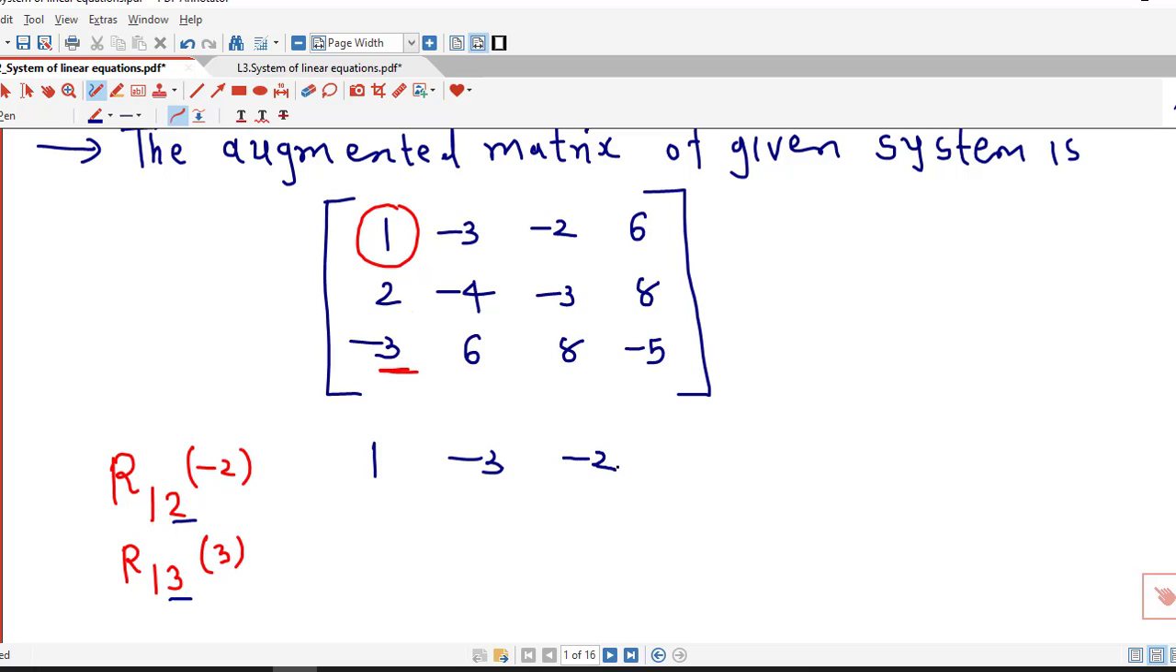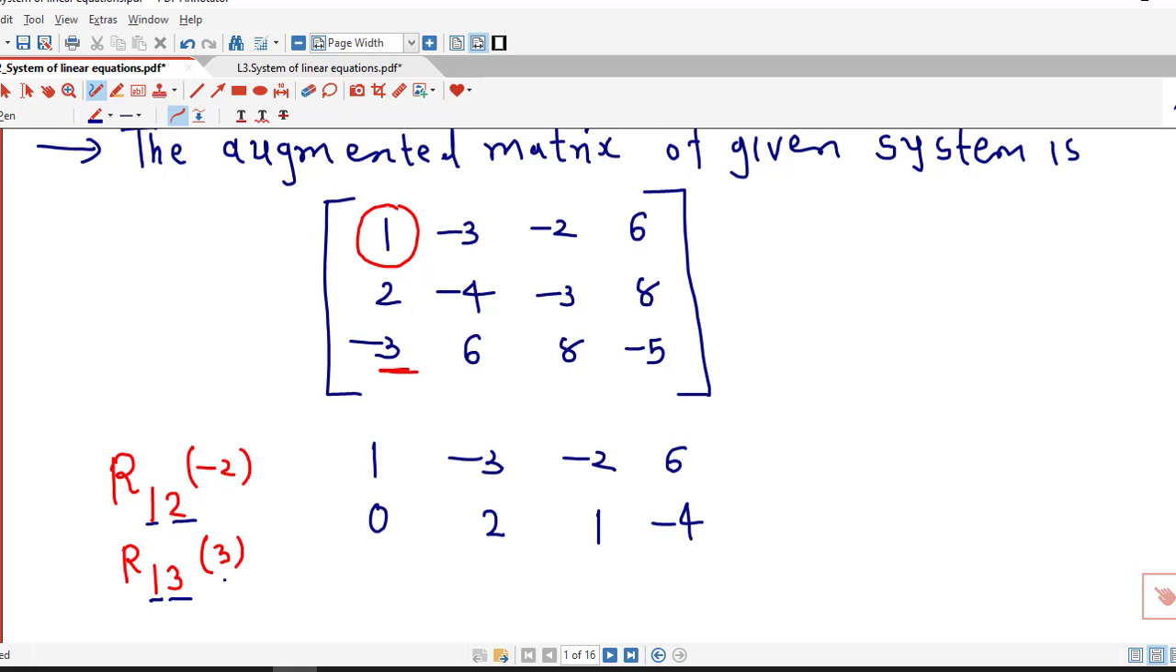So we write the first row as it is. Now we multiply the first row by -2 and add it to the second row. Here 1 into -2 is -2, plus 2 is 0. -3 into -2 is 6, -4 is 2. -2 into -2 is 4, and -3 gives 1. 6 into -2 is -12, plus 8 is -4.